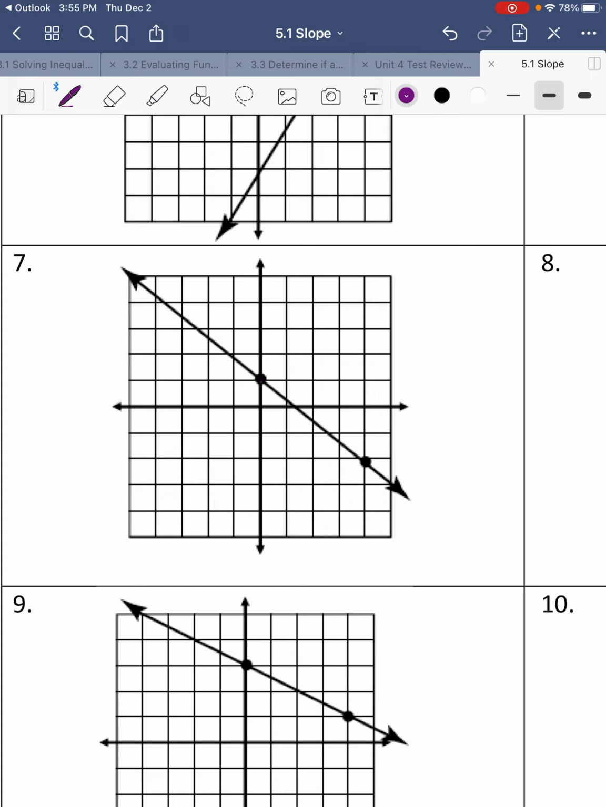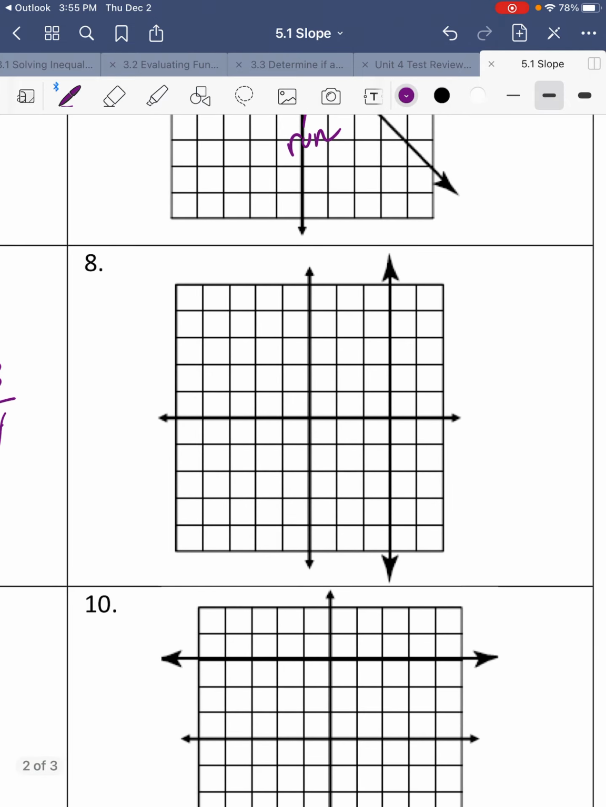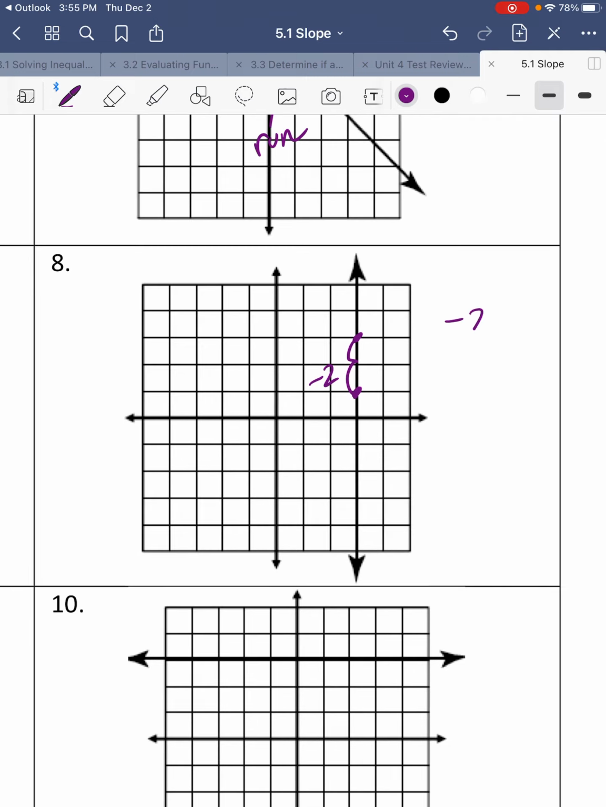Number 7, from the leftmost point to the right, we go down 1, 2, 3. We go right 1, 2, 3, 4. So down 3, right 4. Next one, oh, there are no points, so we have to choose points here. It doesn't matter which points you choose at all. We're going down 1, 2, and you don't run at all, so you're going down 2 over 0. Well, you can't divide by 0. You cannot divide by 0 in math. You can't divide something by nothing. So this is undefined. That's what you'll put.